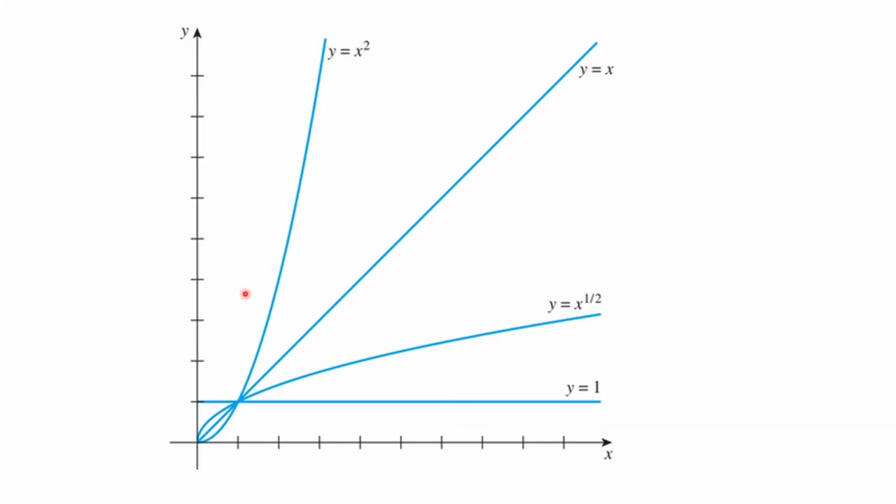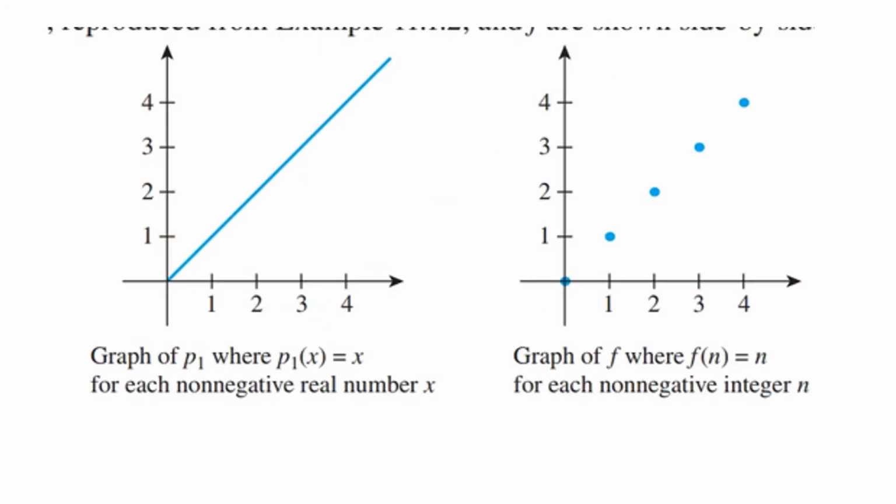And here you can see what the graphs look like. So this is y equal x squared, that's y equal x, that's y equal the square root of x, and that's the flat one, y equal 1. It doesn't really look flat on my chart, but that is a flat function.